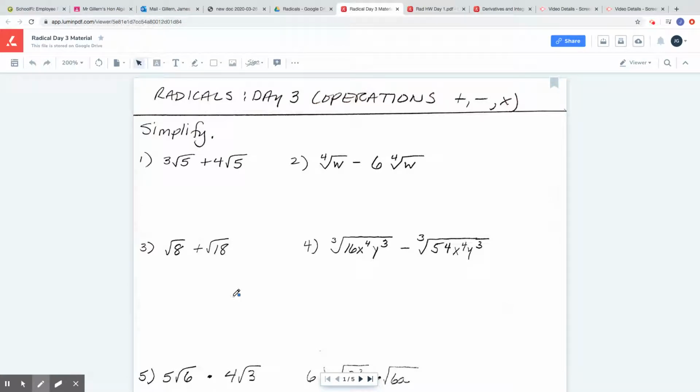All right, so today we are going to do our third day of radicals. Today we're going to do operations. Today we're just going to do addition, subtraction, and multiplication.